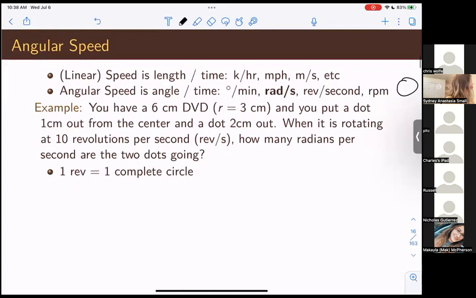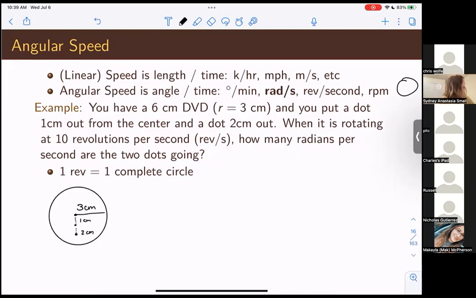So let's start with an example on angular speed. So let's say we have a 6 centimeter DVD, which means that its radius is 3 centimeters. And we're going to put a dot 1 centimeter out from the center and a dot 2 centimeters out from the center. So let's draw that real quick. Here's our CD. We know its radius is 3 centimeters. We're given that information, and then we're going to draw a dot 1 centimeter out. And then we're going to draw another dot 2 centimeters out.